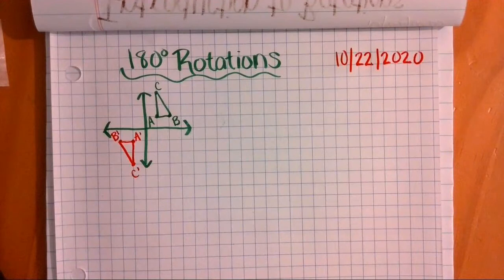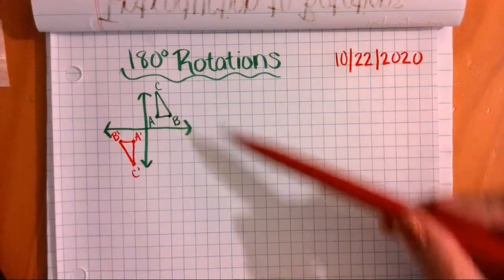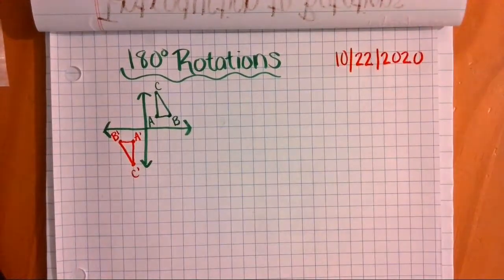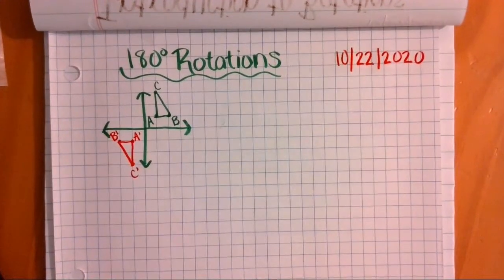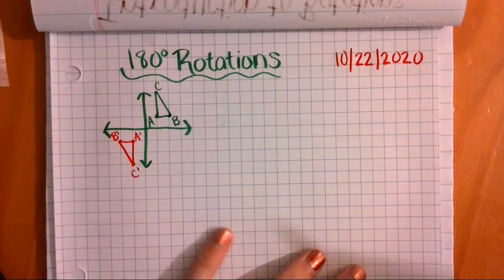Okay, looking specifically at 180-degree rotations, here I have the same example from the previous page. We have triangle ABC rotated 180 degrees to make triangle A prime, B prime, C prime. So rather than me giving you the rule, let's look at the coordinates for each of these and see if we can determine what the rule is ourselves. So let's start by naming the coordinates of triangle ABC.